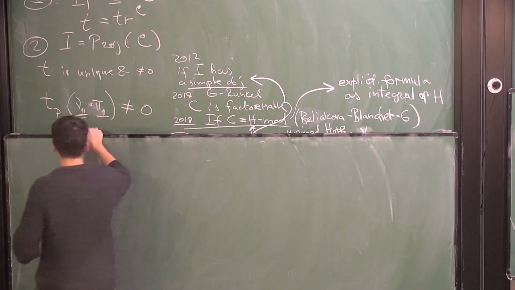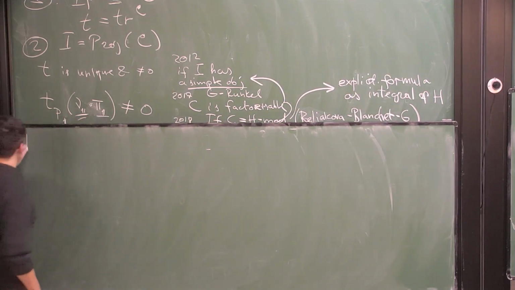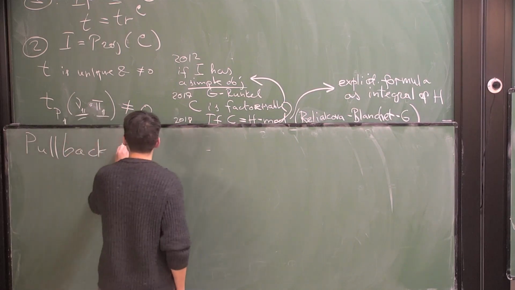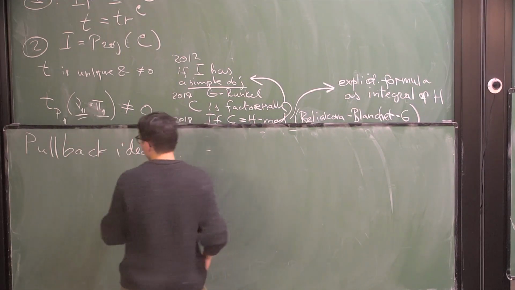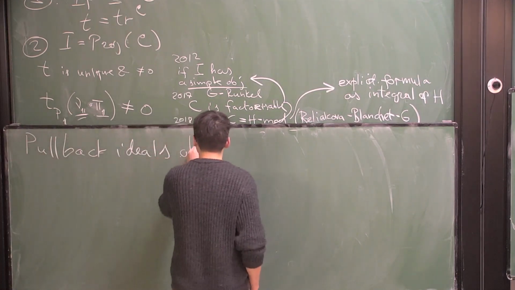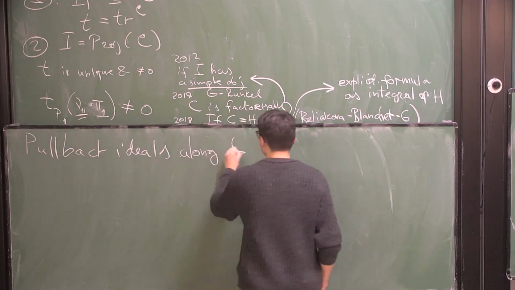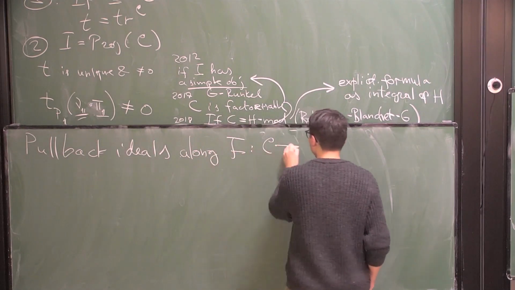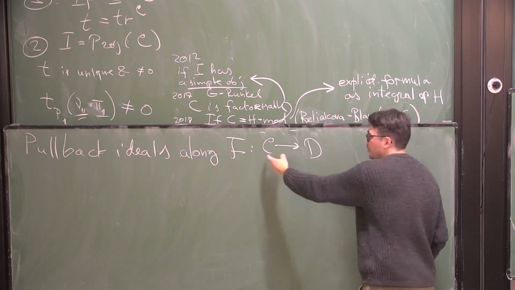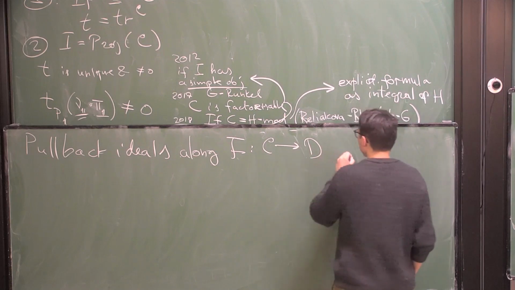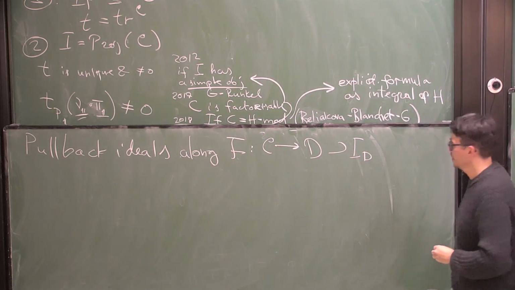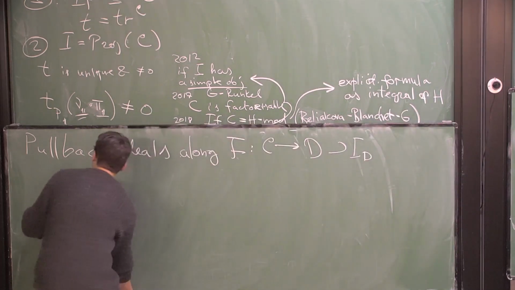But there are many more other interesting ideals. So let me mention what I call pullback ideals. In general, the idea is simple. Pullback ideals along some functor F. Let's assume I have two categories C and D, and it's a pivotal functor, so it's a monoidal functor which respects pivotal structure. And assume I have an ideal in my category D, and what I call a pullback ideal.